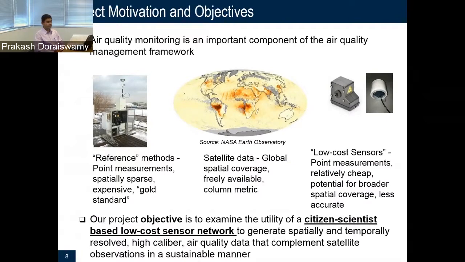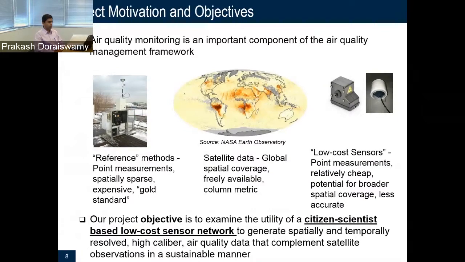So what we are trying to do in this project is to bring together these different sources of data, the low-cost sensors and the satellite data, and see how we can develop an integrated data set that takes into account the advantages of the different data sources. Shortly, my colleagues from the South Coast Air Quality Management District will talk about the sensors, as I mentioned before, and following that, we have colleagues from NASA and USRA who will talk about the satellite data.